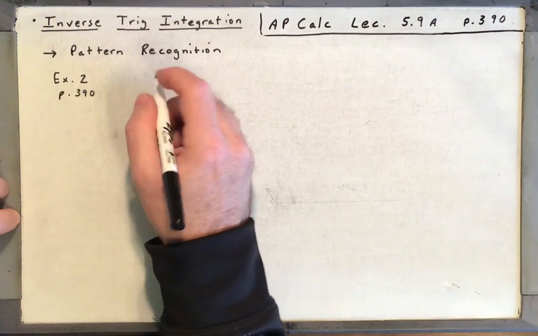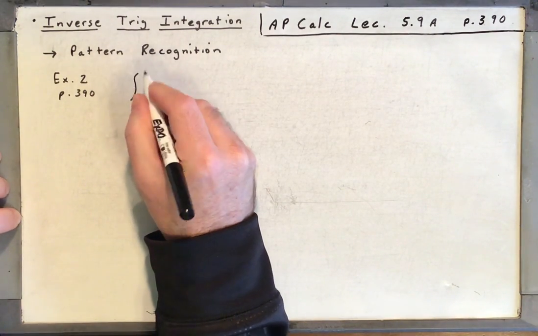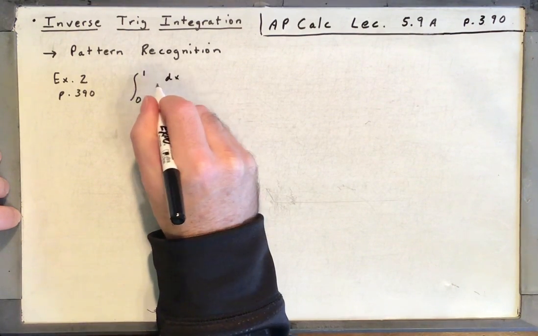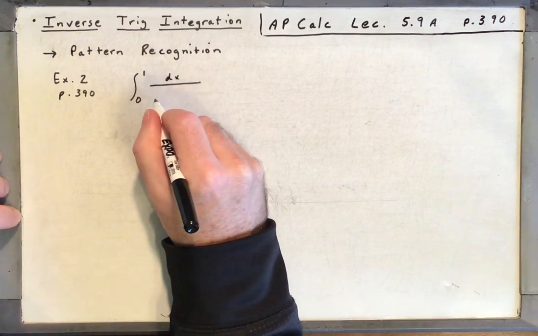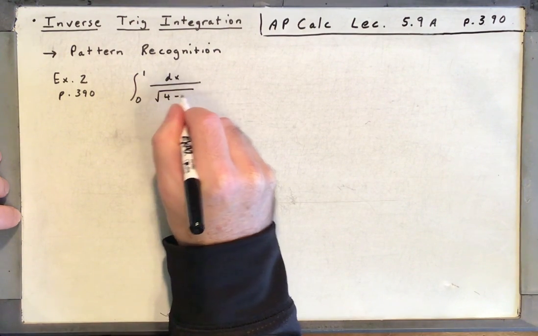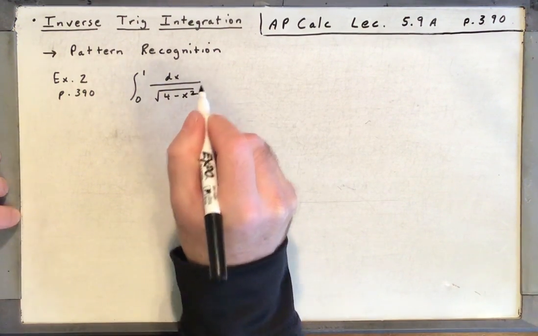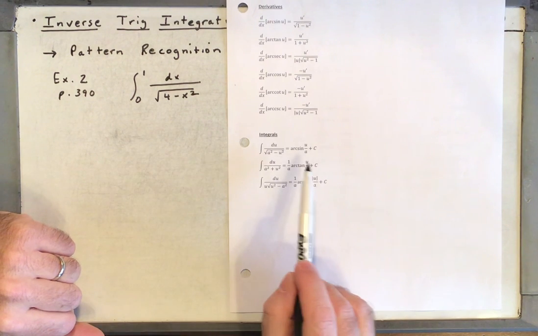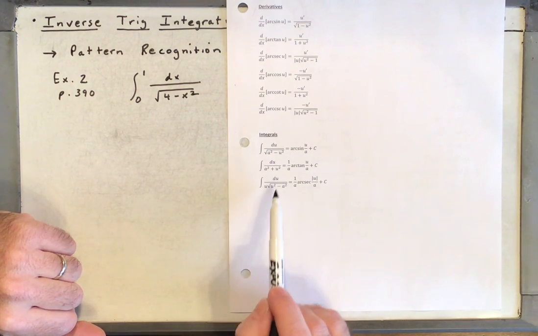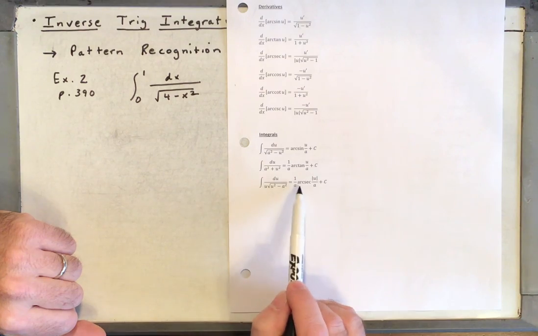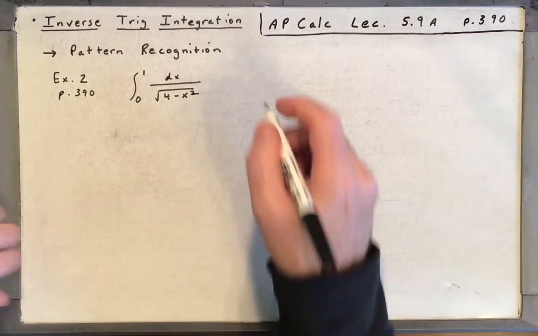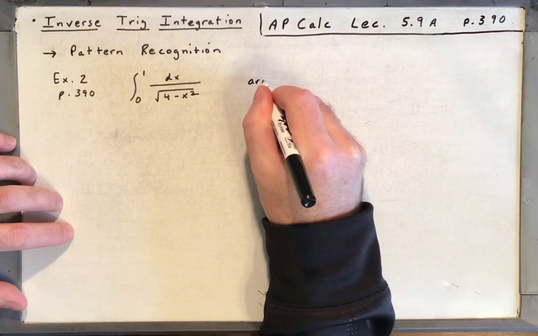All right, so example number 2, we're going to integrate from 0 to 1 of dx over the square root of 4 minus x squared. So what pattern does this look like? Well, it's got a square root in the bottom, and it looks like arc sine. It doesn't have the u out front like arc secant does. So the first thing to figure out is which one is it, and this one is arc sine.